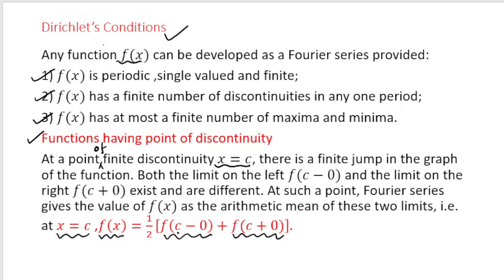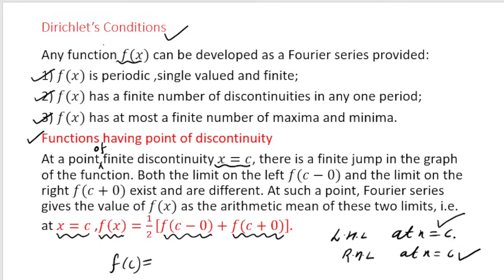Basically, f of c minus 0 is the left hand limit of the function at x is equal to c, and f of c plus 0 is the right hand limit at x is equal to c. Since the function is not continuous at x is equal to c, we cannot directly calculate the function value at c. So to calculate the function value at c, we take the arithmetic mean of the left hand limit and the right hand limit at x is equal to c.